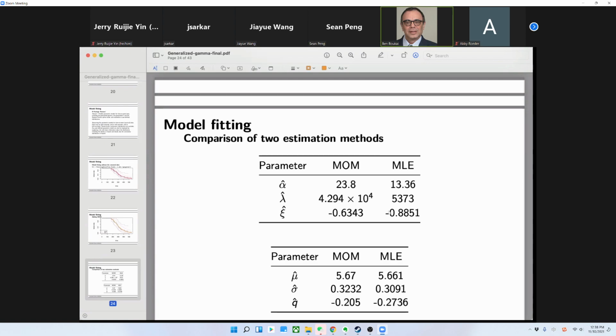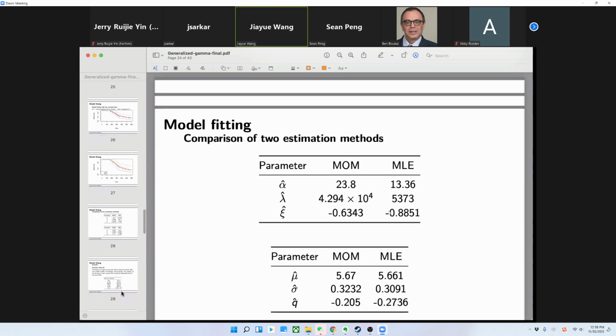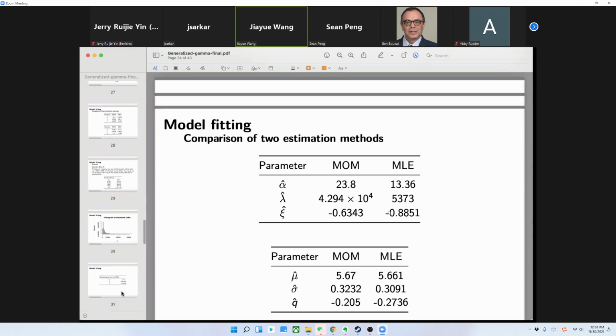Did you understand my question? Wait, do you want to show him the last slide? Oh, you got the SD? Well, because there do have some questions to consider with the moment estimation and the MLE. So show us the last slide.